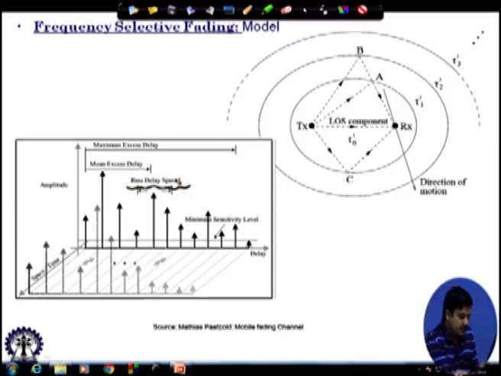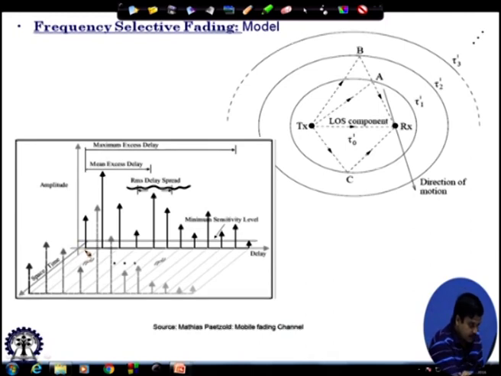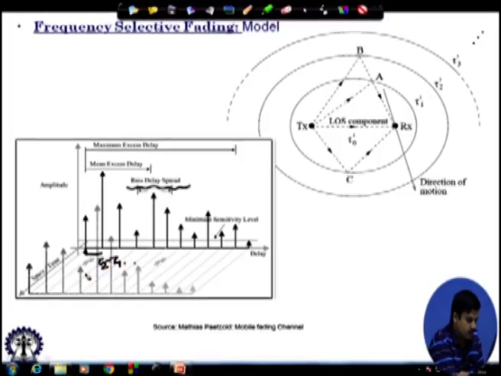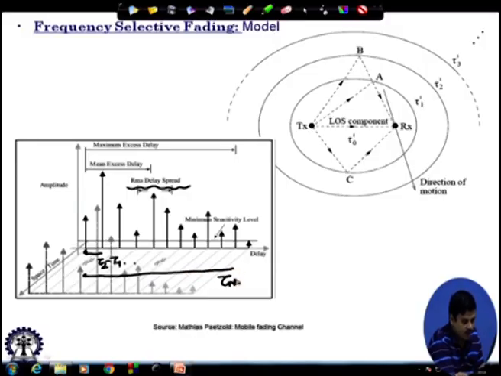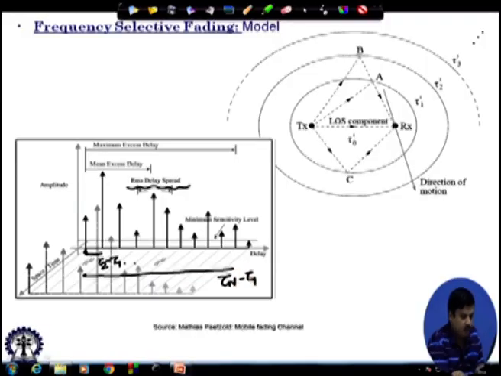So, we have already seen that this is having an excess delay of 0, because this is where the signal first appears. This distance is the first excess delay. So, basically this is tau 2 minus tau 1. If we proceed, we are going to go to the last point, which is tau n minus tau 1.